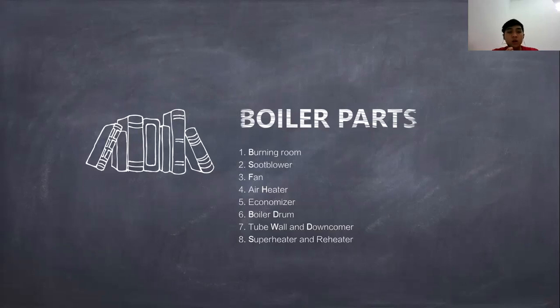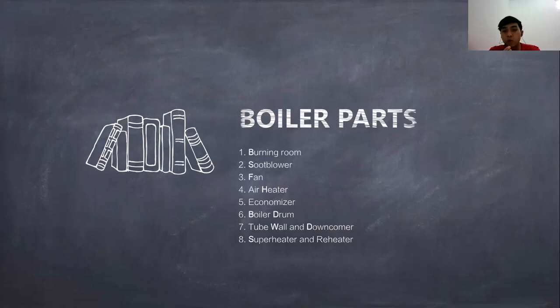Five, economizer. The economizer is a heat exchanger installed in the water line before the water enters the boiler drum. Six, boiler drum. The boiler drum is a vessel where water comes in from the economizer and steam from the evaporation tubes. In the boiler drum, there is a separation between the liquid phase and the steam phase.